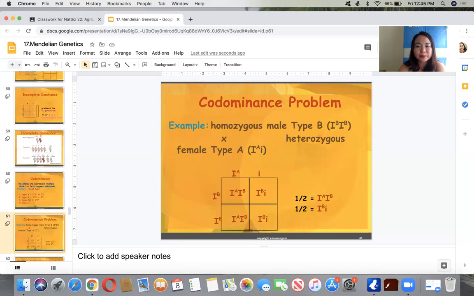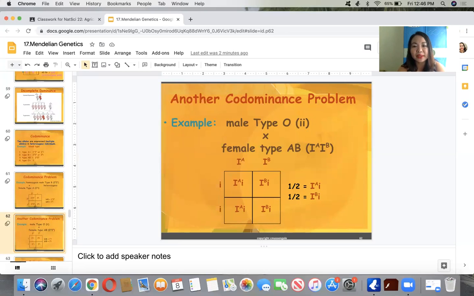So in the codominance problem, for example, the homozygous male type B is crossed with the heterozygous female type A. So the female is type A, this one, with A and I, and this is heterozygous, while the homozygous male, which is type B, has both B. So of course, when you combine, one is A and B, and then B and I, and A and B again, and B and I. So there is 1/2 A and B and 1/2 B and I.